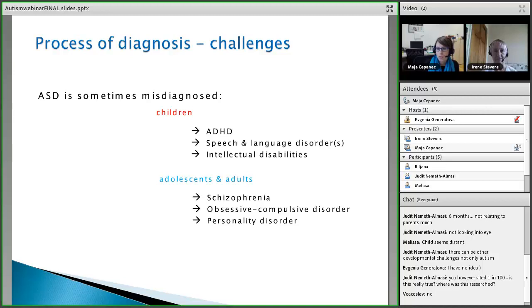So in children, ASD is sometimes misdiagnosed as ADHD or speech and language disorder or intellectual disabilities, although there are a lot of children who also have intellectual disabilities and autism spectrum disorder as well. In adolescents and adults, it is sometimes confused with schizophrenia, obsessive-compulsive disorder, and personality disorder.